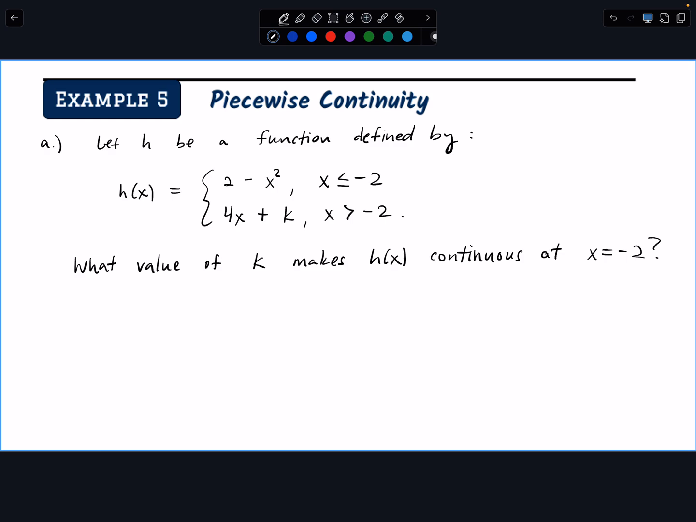This type of problem is the last problem on your homework. So if you guys looked at it, you're like, what? What is it saying?